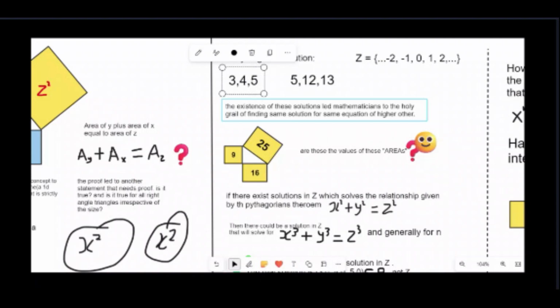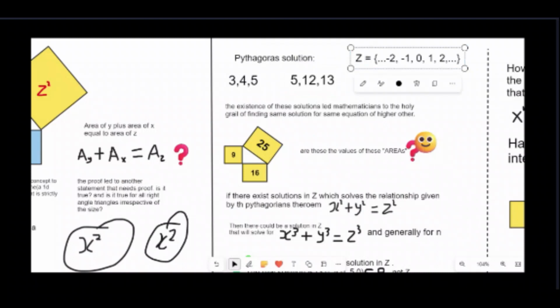So the existence of these solutions led mathematicians to the holy grail of finding the same solution for the same equation of higher order, because the mathematicians think that because of 3, 4, 5, 5, 12, 13, and a whole lot of other solutions which they think belong to Z, there might actually exist solutions also for other higher equations of the same form.